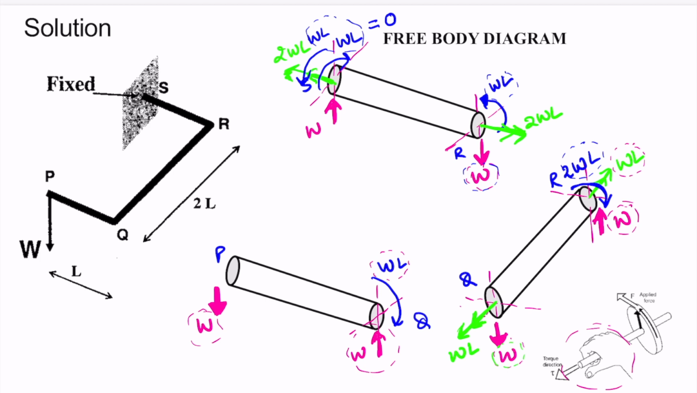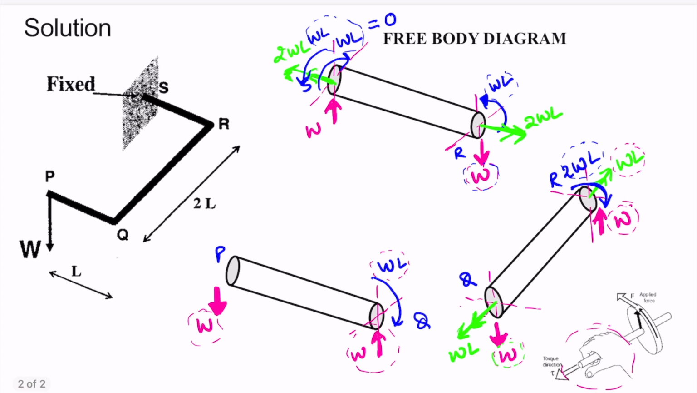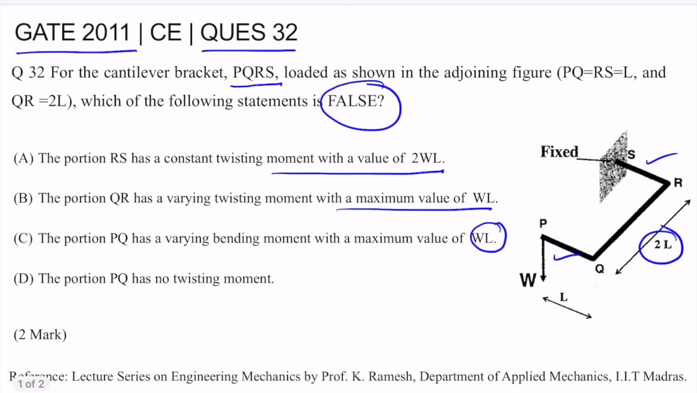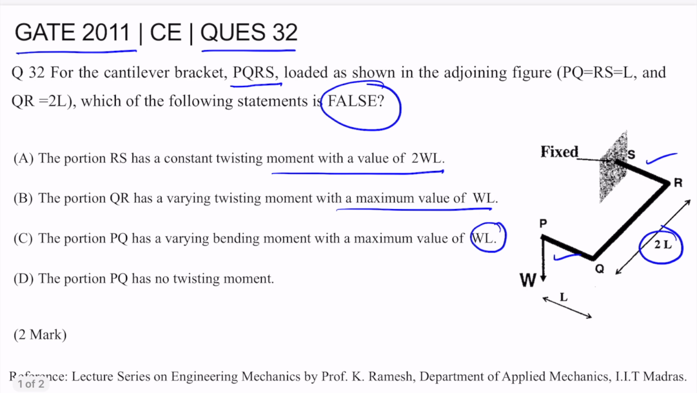Let's see which of the following options is correct. The first option says the portion RS has a constant twisting moment with a value of 2WL. So let's see portion RS. It is correct that it is having a constant twisting moment of 2WL. The second option says the portion QR has a varying twisting moment with a maximum value of WL. The portion QR is having a constant twisting moment, not a varying twisting moment. The constant twisting moment of WL, but it says it is having a varying twisting moment. So this option is wrong.